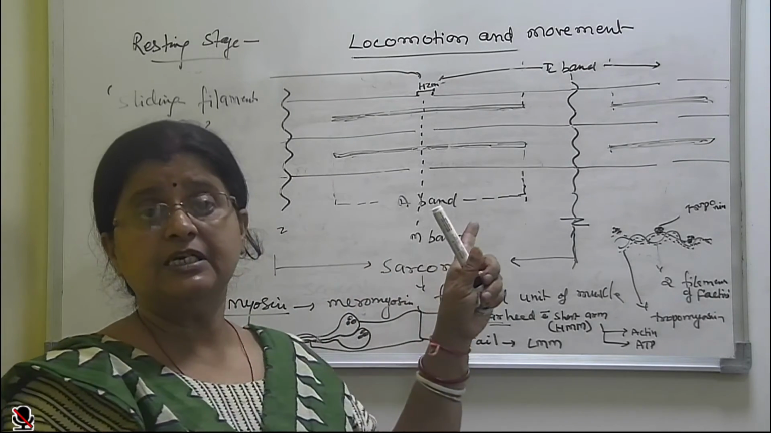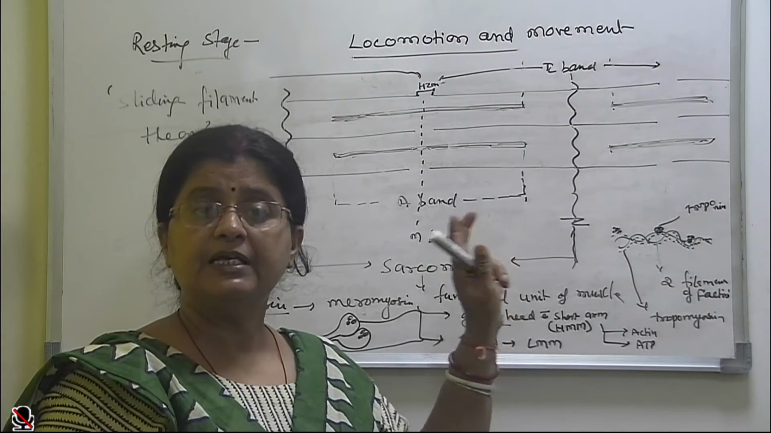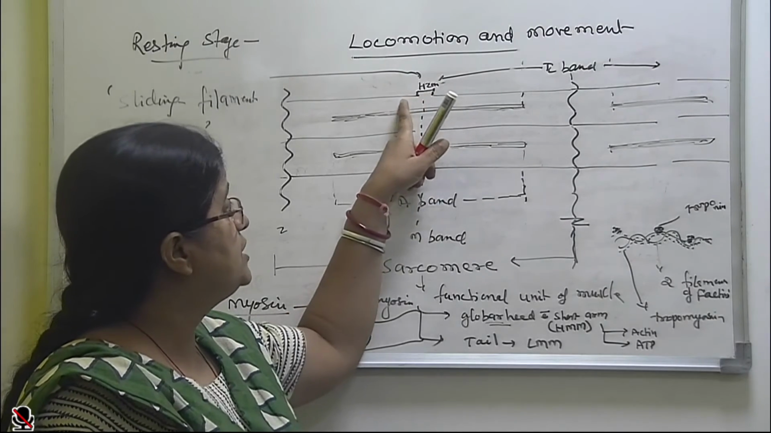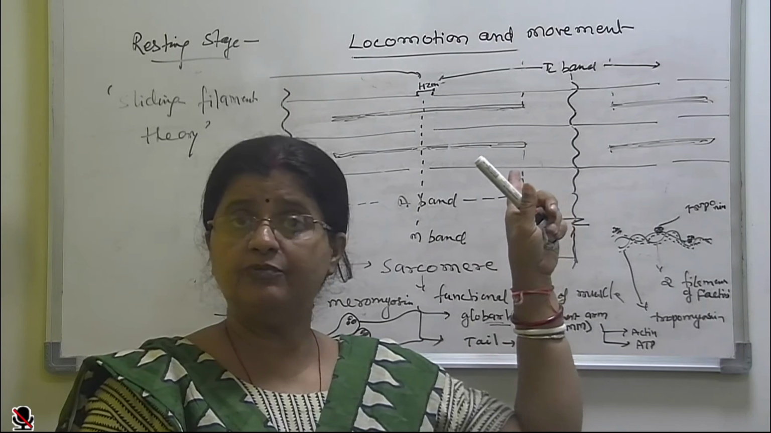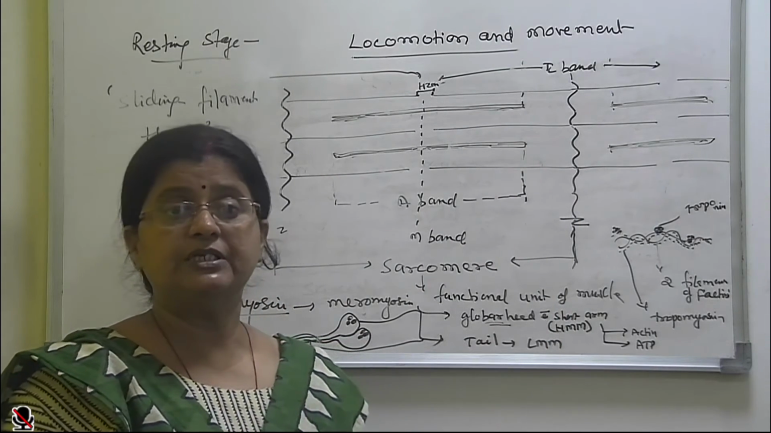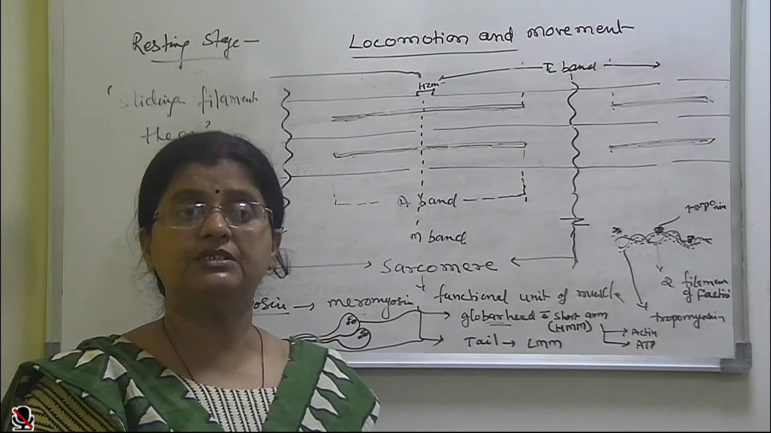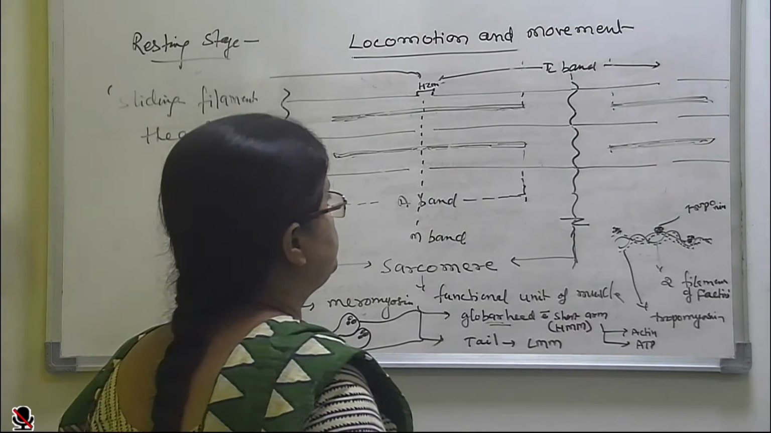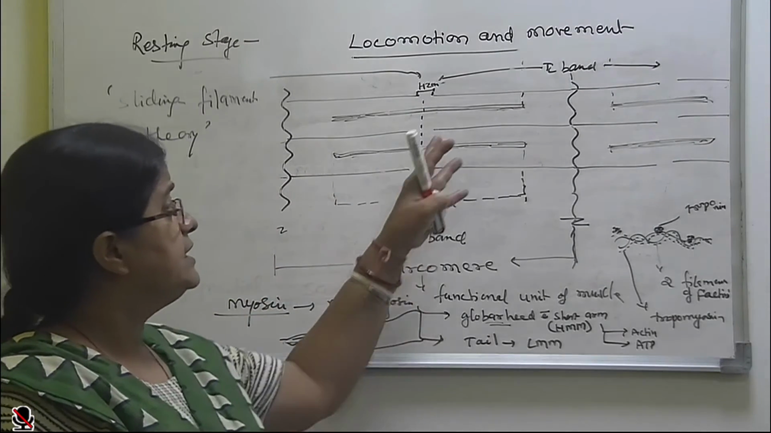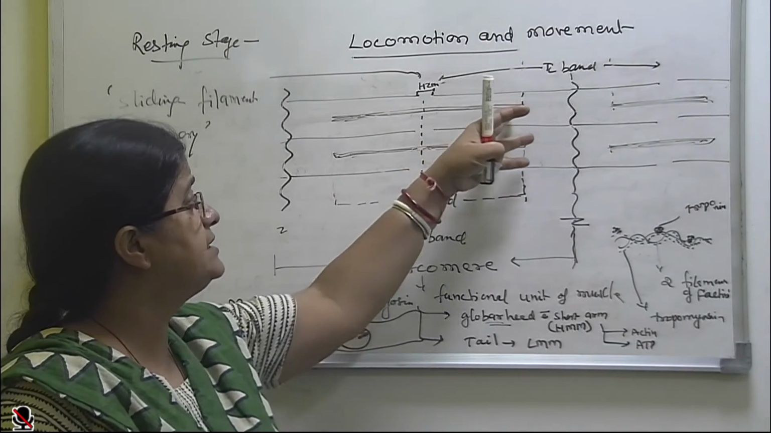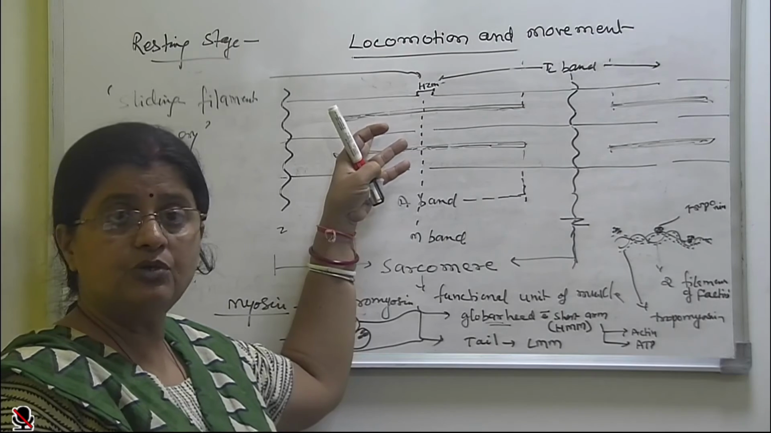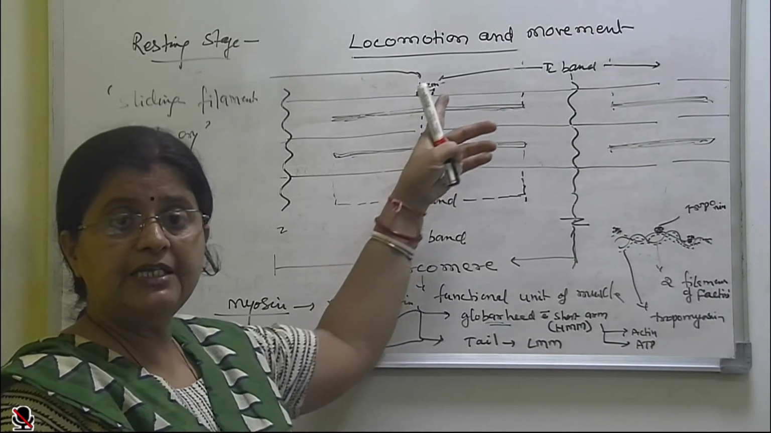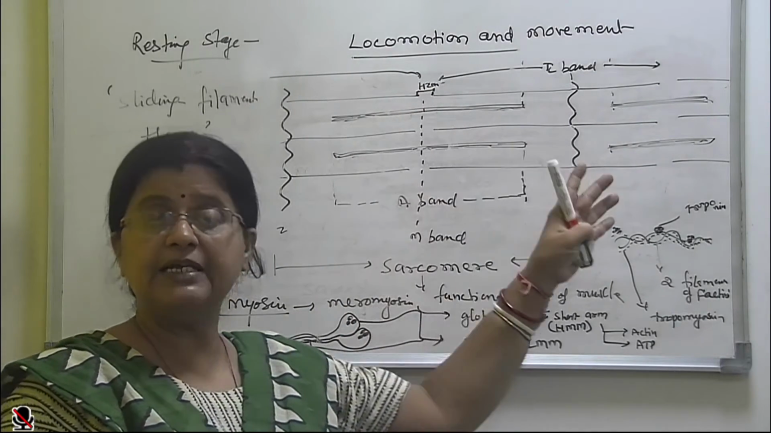So what happens first? This is the resting stage, and in this resting stage you can see there is an H zone, which is the non-overlapped part of the actin protein, not overlapped over the myosin, right? Now, when the contraction occurs, first I will tell you the method, then I will show you by the steps. When the contraction occurs, this actin fiber slides over the myosin, I told you.